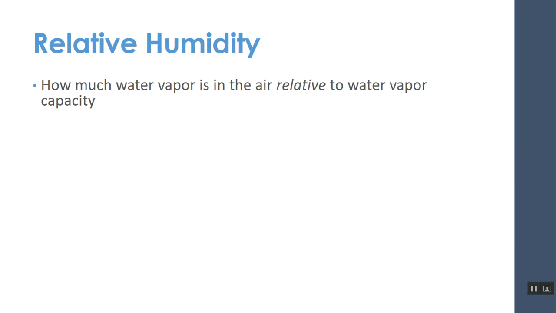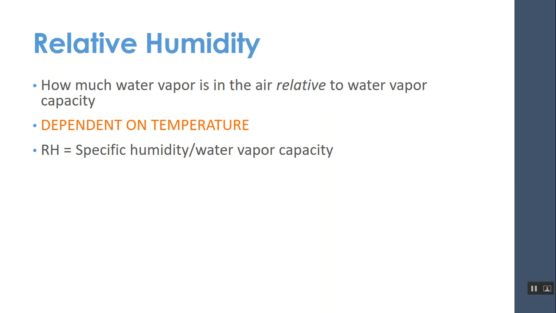Relative humidity is how we normally talk about humidity. If you watch the weather and it says the humidity today is about 45% or 65%, this is what they're talking about, relative humidity. Relative humidity is how much water vapor is in the air relative to water vapor capacity, and so that is dependent on temperature. A relative humidity of 70% on a warm day is going to have a lot more water in the air than a relative humidity of 70% on a cold day.